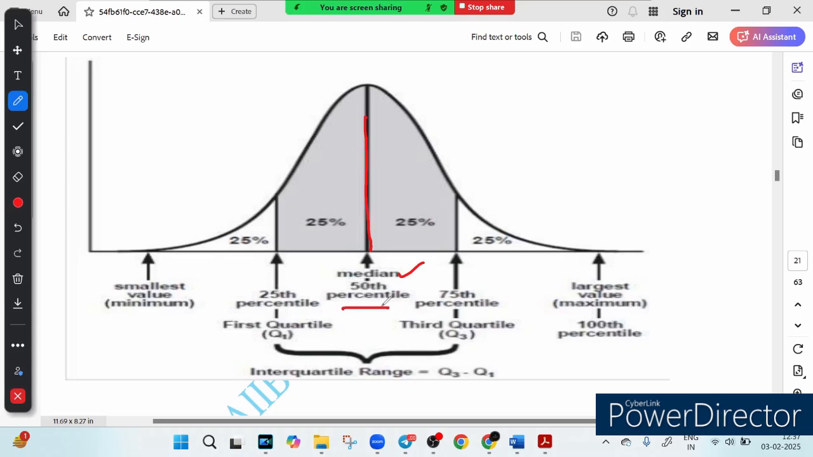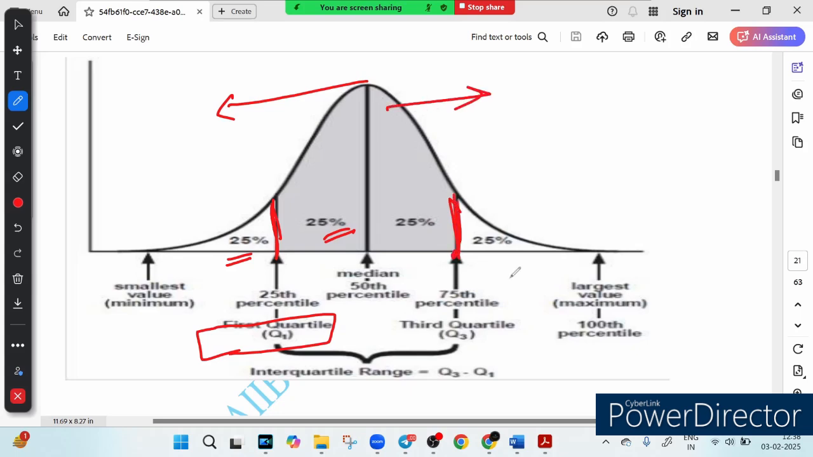Is it clear now? So the area on the left of it is 50%, and the area on the right of it is 50%, isn't it? Completely dividing the area into 2 equal parts. Now the second part: this is the smallest value. This is called minimum. This is the largest value, which is called maximum, or we can call it the 100th percentile. Now there is something at this point: this line divides this particular area, meaning the left region, into 2 equal parts. This is 25%, this is 25%. So this is called the first quartile, right, which divides the first half portion into 2 equal parts. And this particular point divides the right area into 2 equal parts. So this is called the third quartile.